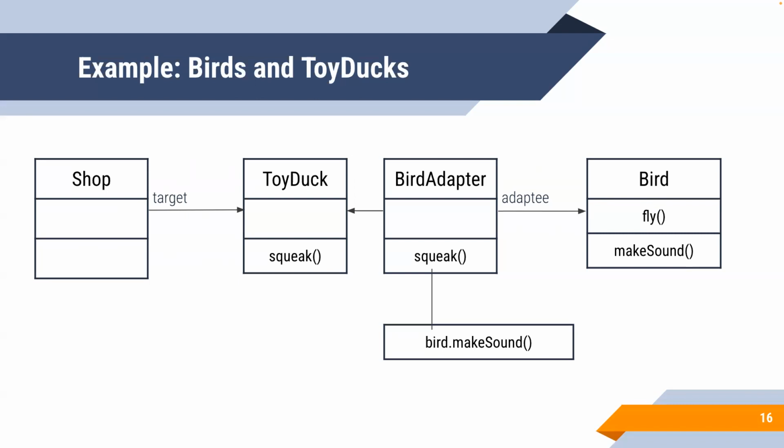So I'm going to take that bird and use its make sound method, and I'm going to call it from squeak. So when I wrap it as a toy duck and call squeak, it's going to have a squeak method. It's just going to be the make sound method. So maybe birds go chirp. My toy duck isn't going to quack, it's going to chirp. But my shop thinks it's a toy duck. So I've adapted my bird to become a toy duck.